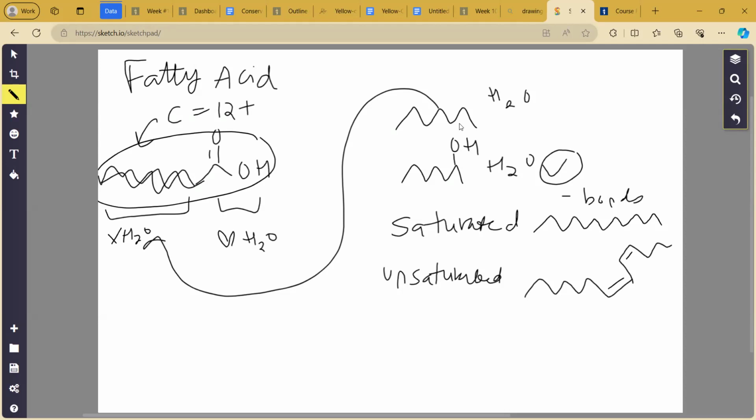And so when fatty acids are unsaturated, that lowers the boiling point and the melting point, because the particles are not as compact together. Naturally occurring fatty acids, just a note, typically have an even number of carbons.